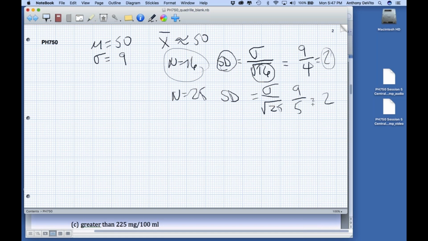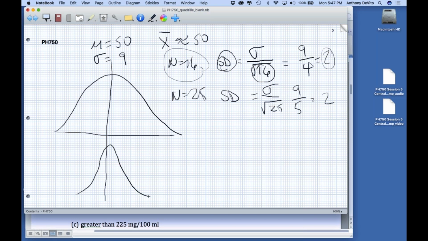Well, why is this so important? The reason this is so important is that the original population had a normal distribution, might have looked something like this. The distribution of our samples now is going to be narrower, but it's going to have the same mean, right? But they're both going to be normal distributions. And when we're dealing with normal distributions, we know that 95% of the outcomes for the population is between 2 standard deviations below the mean and 2 standard deviations above the mean.